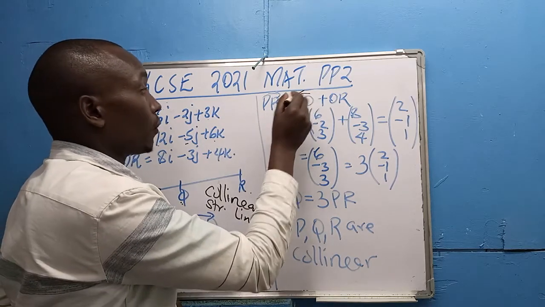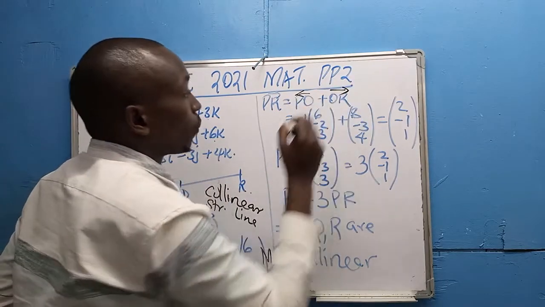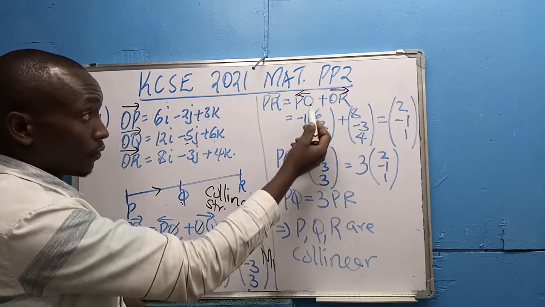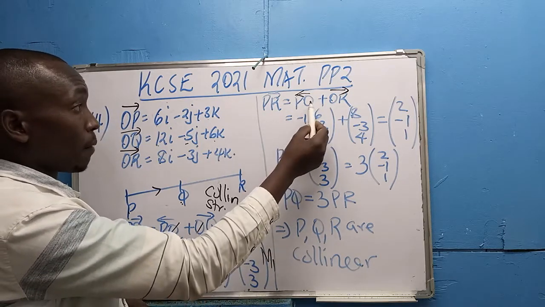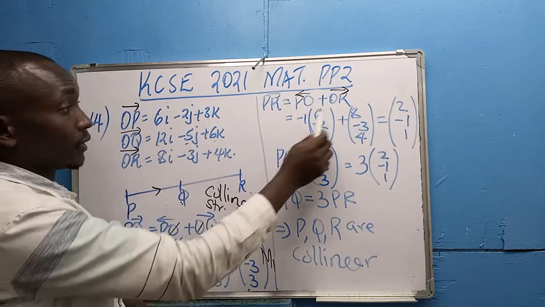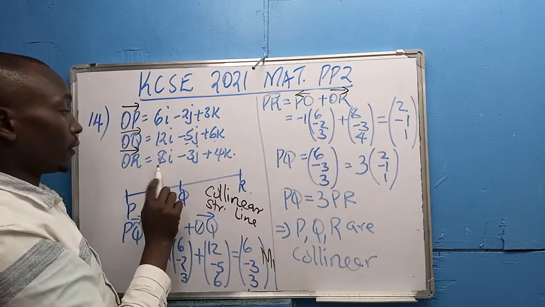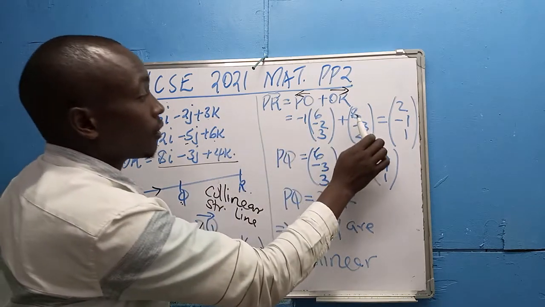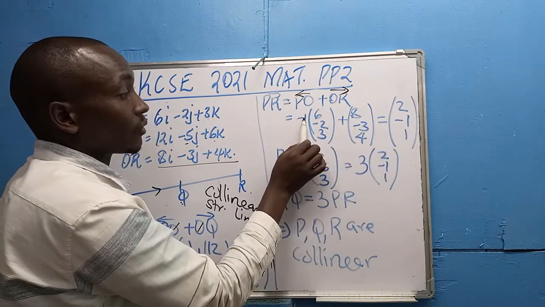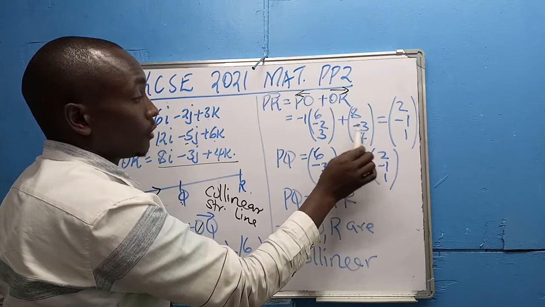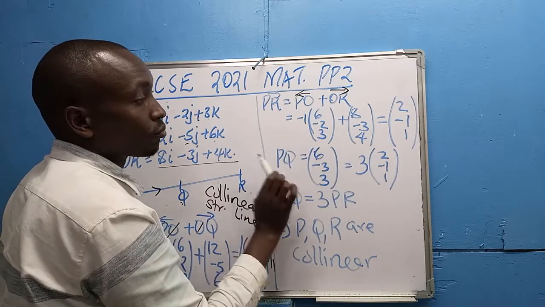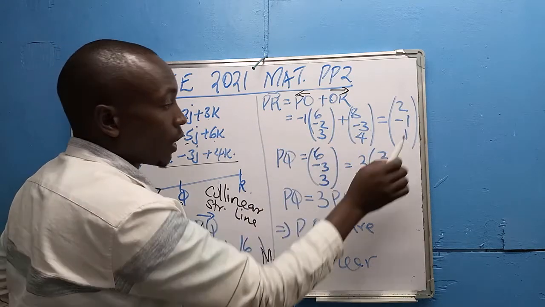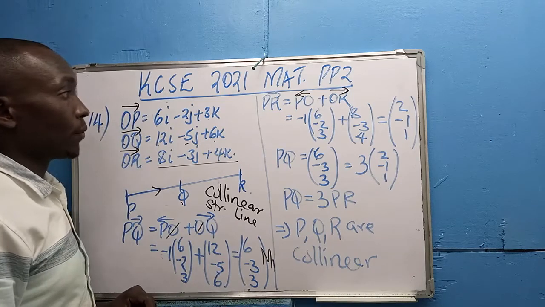It will be PO, against that direction, added to OR. And just like I did before, negative 1 to show the opposite direction of vector OP, plus OR, just this vector here written in column form. So this is 8 minus 6, you get 2. Negative 3 plus 2, I get negative 1. 4 minus 3, I get 1. And therefore, that is vector PR.